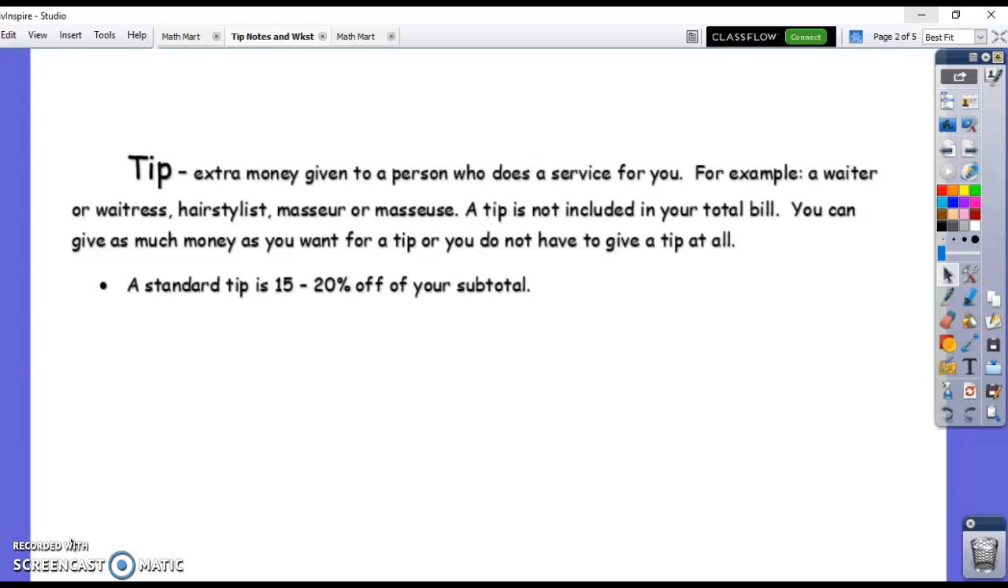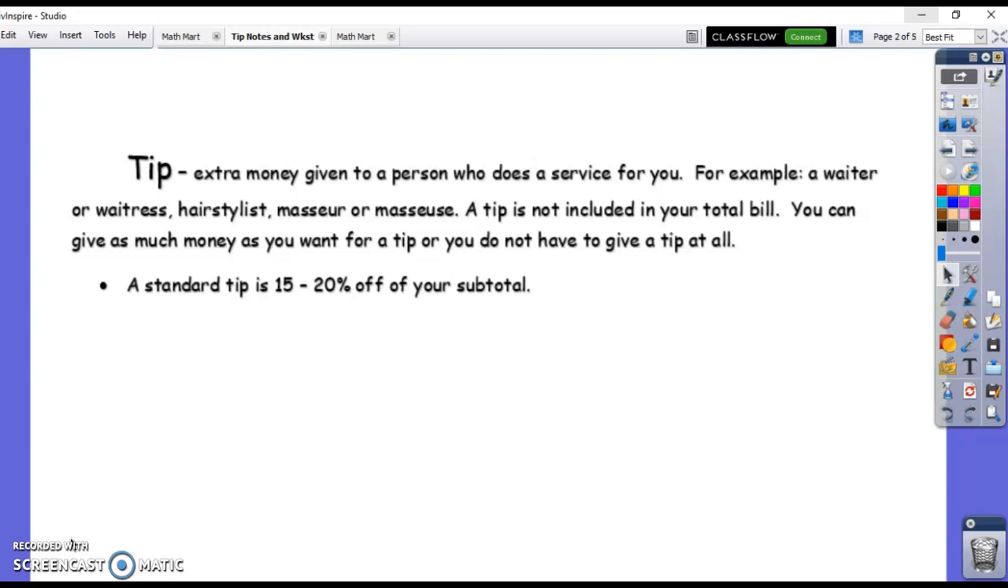A tip is not included in your total bill. It's something extra. You can give as much as you want, or you don't have to give any at all. It's not mandatory that you tip. A lot of times, like at restaurants, waitresses and waiters are not given minimum wage. They're actually paid lower because they also get the tips. So tips sometimes are very important to them.